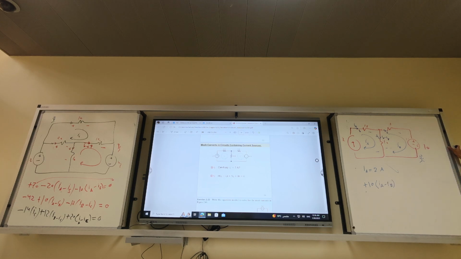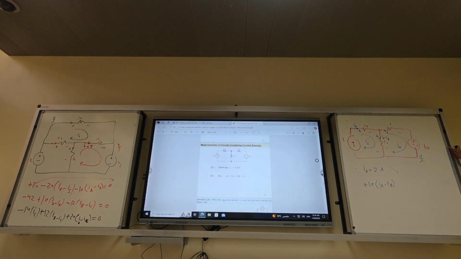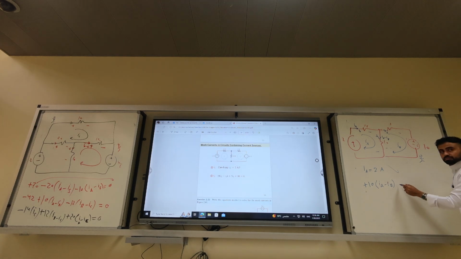Do we need to put passive sign configuration? Why? We already assigned the current. Because the current does not enter from the negative direction, which is equivalent if we already assigned the current. Here, voltage rise, voltage drop. Drop. 5 IB. Not 5.